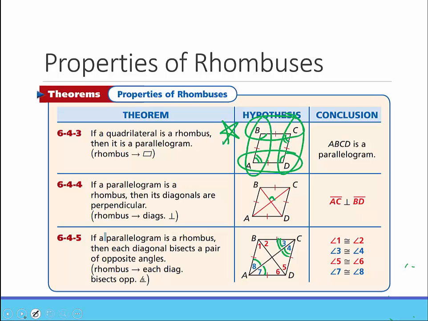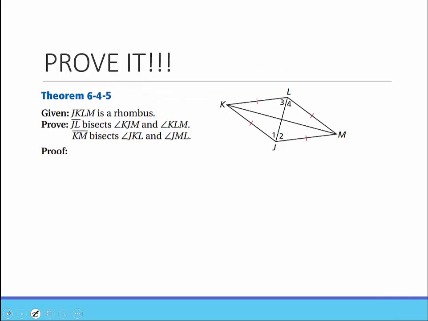So of course we're going to use all of our theorems to do some proving. So let's say I give you this rhombus here, JKLM, and you need to prove that JL, this right here, bisects KJM, so this one here, and that KM bisects JKL. So this one here and this one here. So let's write down what we have in a nice 2-column proof.